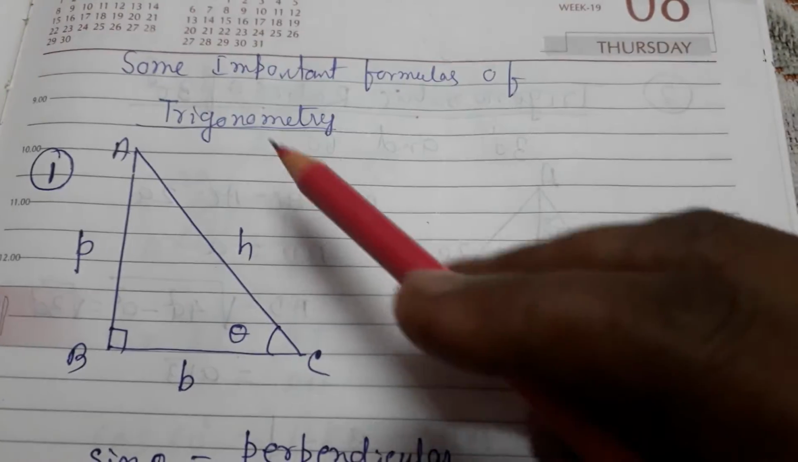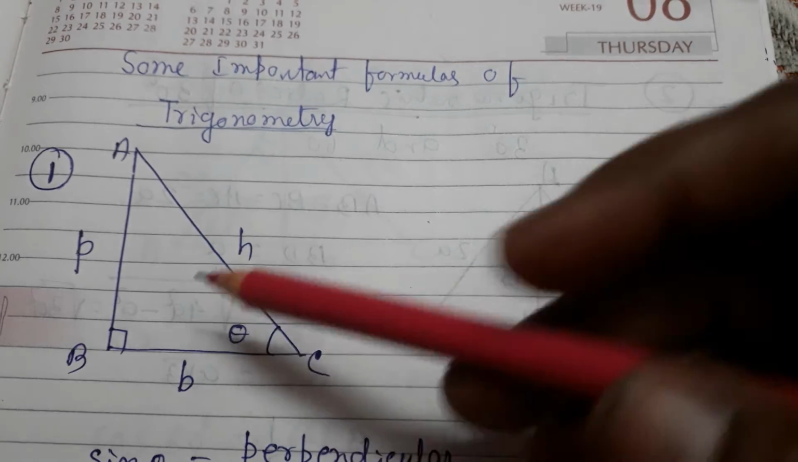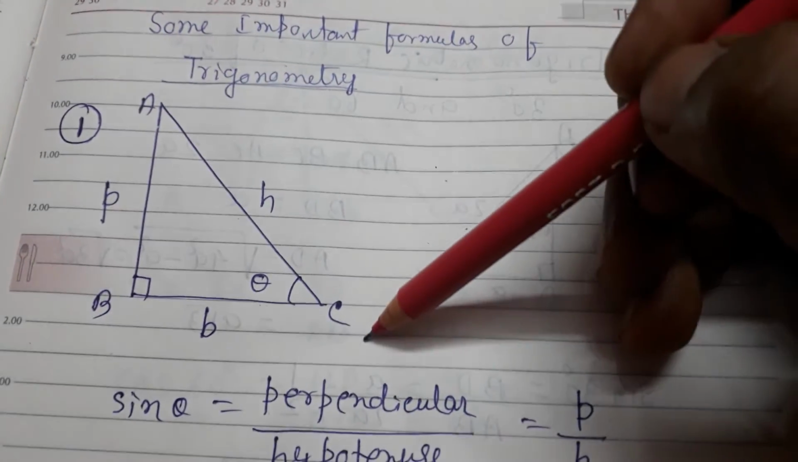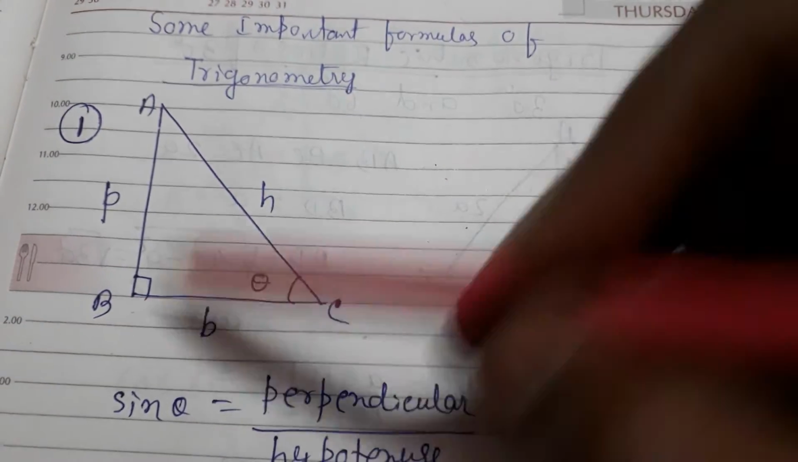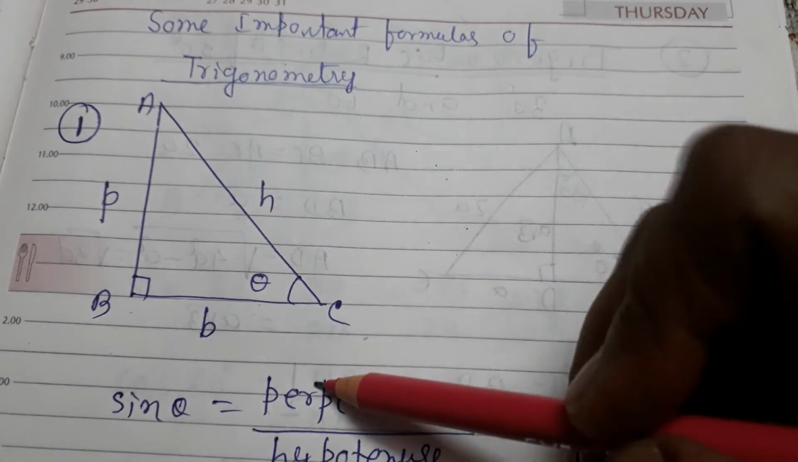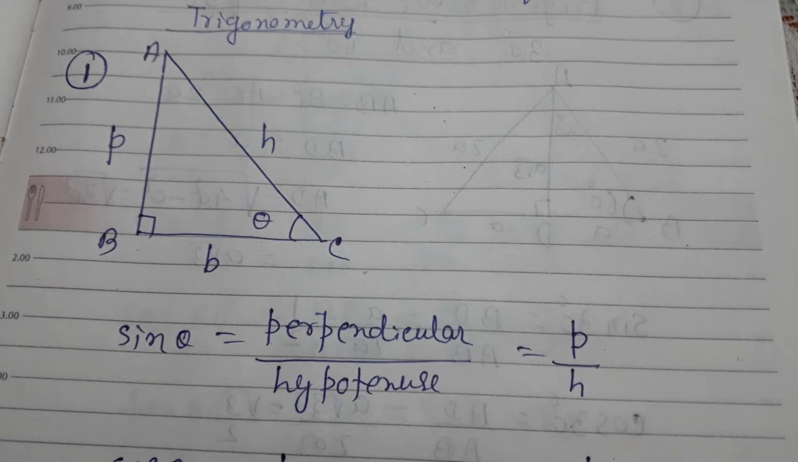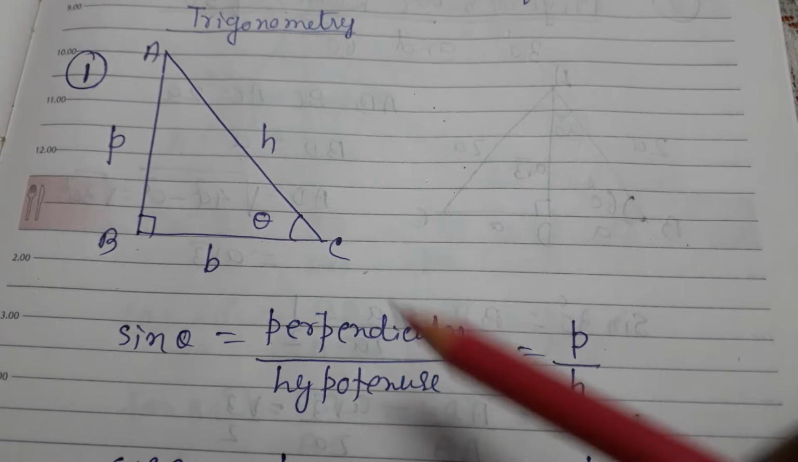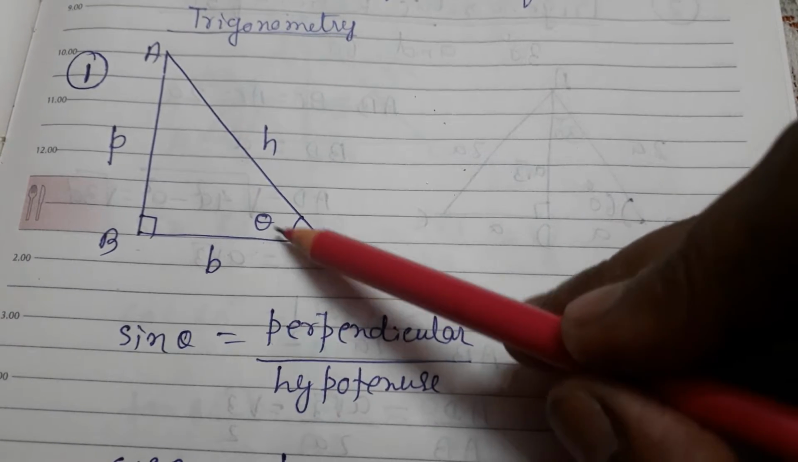Today I shall discuss some important formulas of trigonometry. Now ABC is a right triangle where angle B equals 90 degrees. And in trigonometry there are 6 ratios, which are sin theta, cos theta, tan theta, cosec theta, sec theta and cot theta. Now this angle is 90 and this angle I have assumed theta.